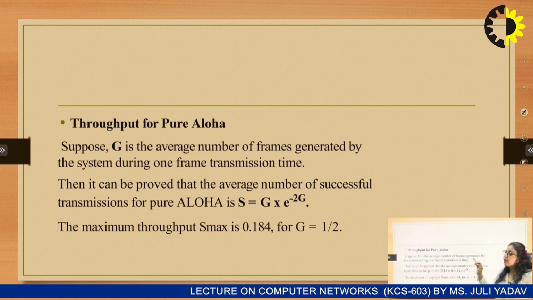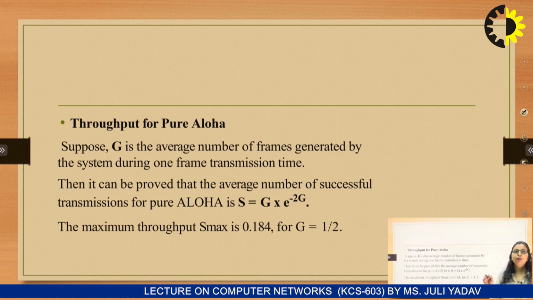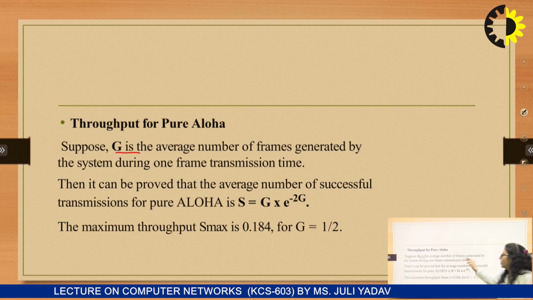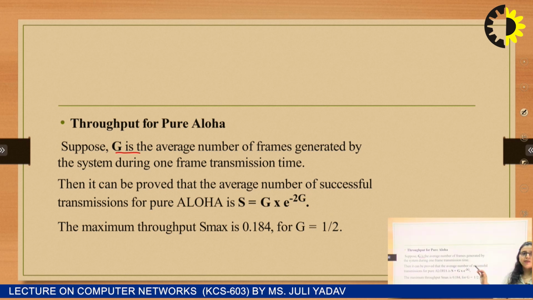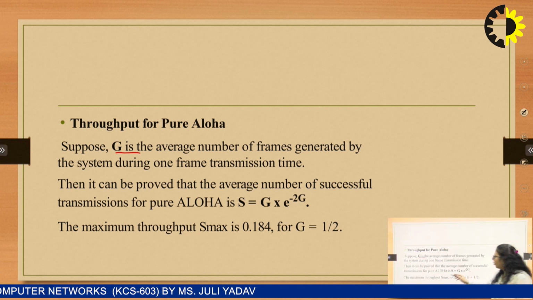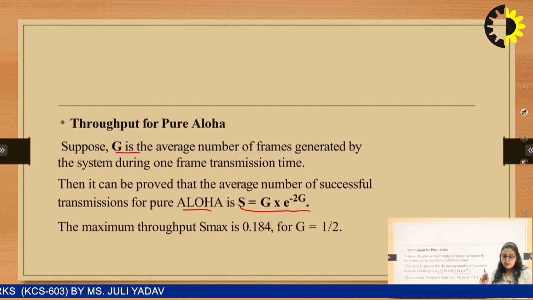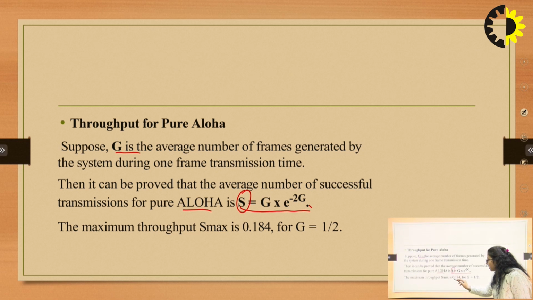So, what is the throughput? Throughput for pure Aloha: let us take G as the average number of frames generated by the system during the first frame transmission. Then the throughput is S = G × e^(-2G). Here G is the average number of frames that we want to send. The maximum throughput, the value of S max, is 0.184.